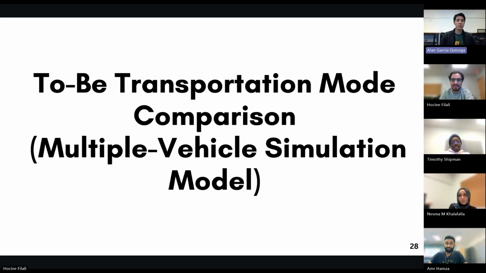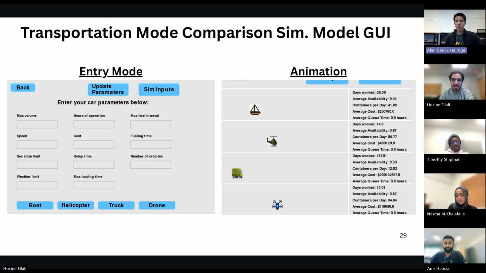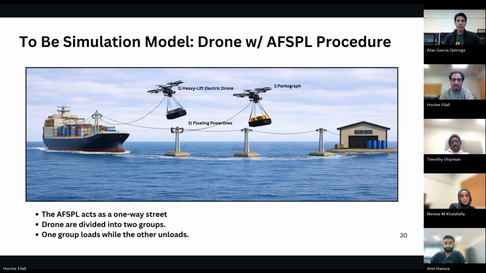I'm Alan, and here's the multiple vehicle simulation model. Here's the GUI that we made for the model. Just to explain a little bit, the drones will actually be divided into 2 groups. The AFSPL actually acts as a one-way street, meaning that once one group is going, it's going to load, and it's going to come back, then the other one can leave.